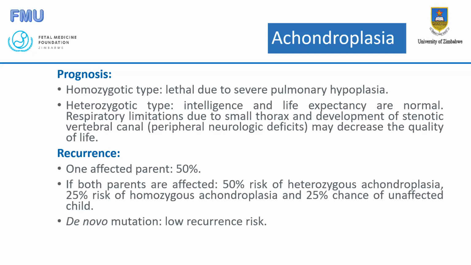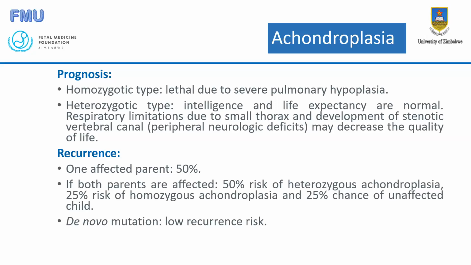Then the recurrence risk, in one affected parent, is 50%. If both parents are affected, there is a 50% risk of having heterozygous achondroplasia, 25% risk of having a homozygous achondroplasia, and 25% chance of an unaffected child.